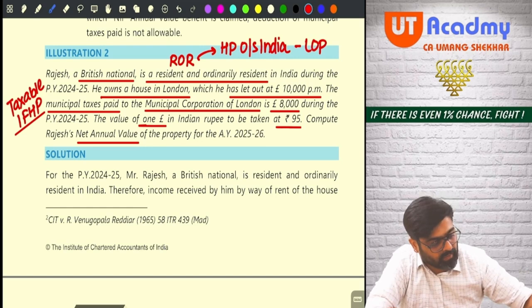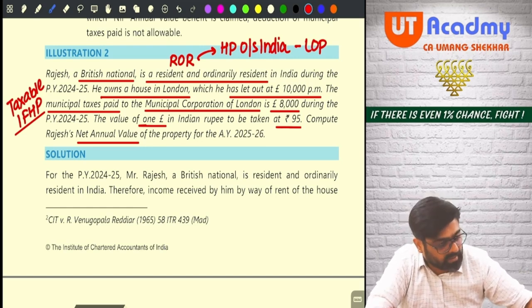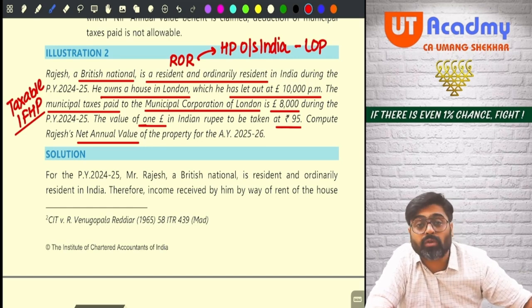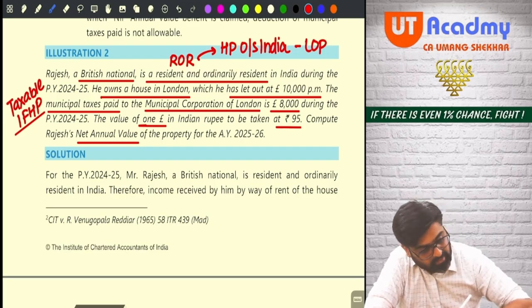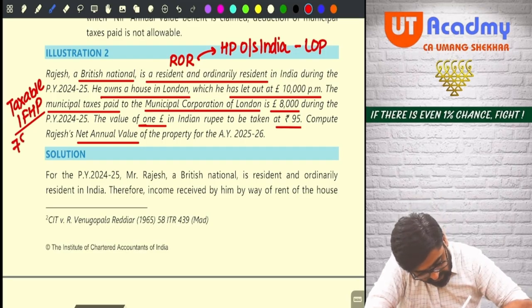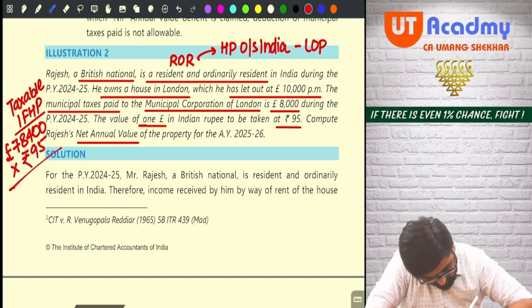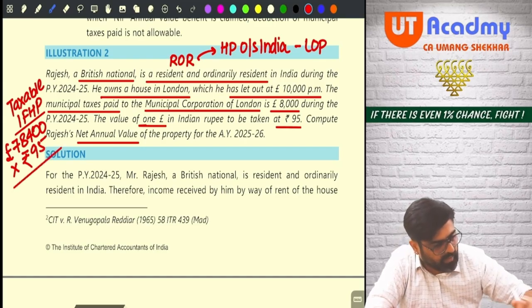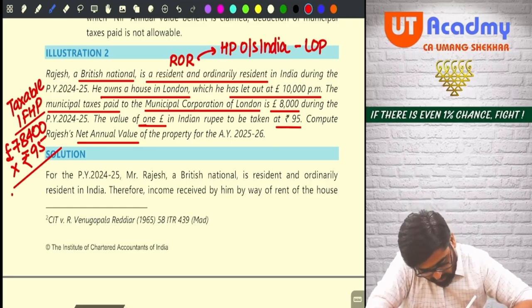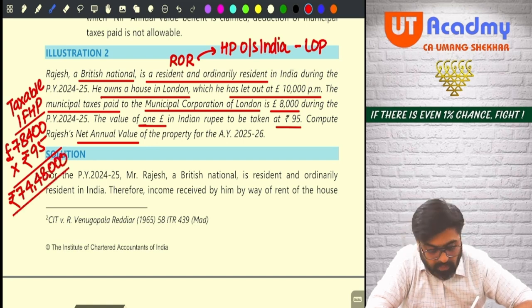So out of 1,12,000 pounds, I would have taken the standard deduction of 30% amounting to 33,600. My taxable income would have been 78,400, and this is in pounds. I will now convert this by applying rupees 95. Into 95 will be 74,48,000 rupees. 74,48,000 should have been my taxable income from this house property.